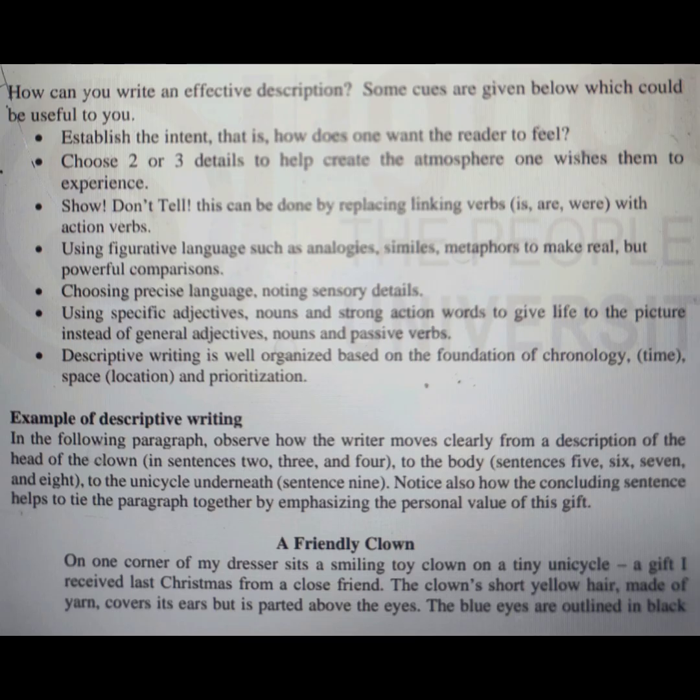How can you write an effective description? Some cues are given below which could be useful to you. Establish the intent, that is, how does one want the reader to feel? Choose 2 or 3 details to help create the atmosphere one wishes them to experience. Show, don't tell. This can be done by replacing linking verbs, is, are, were, with action verbs. Using figurative language such as analogies, similes, metaphors to make real, but powerful comparisons.